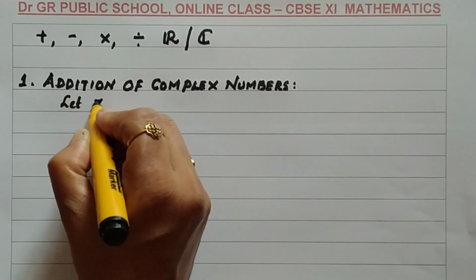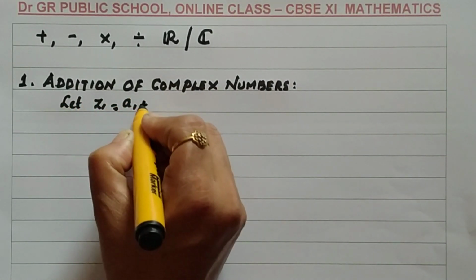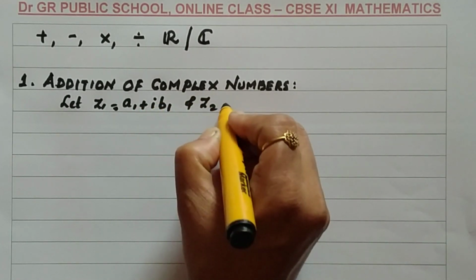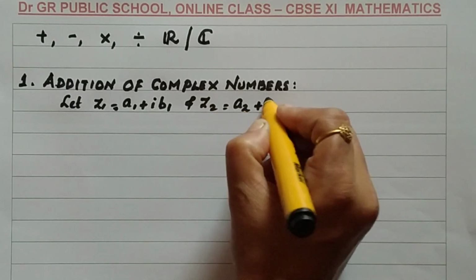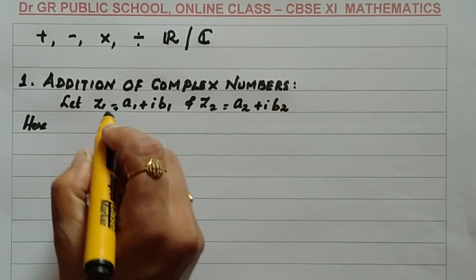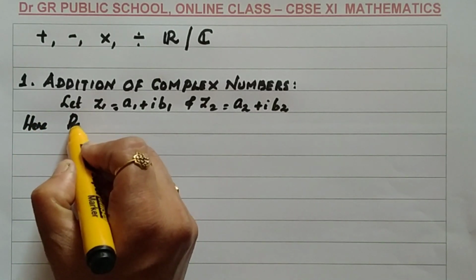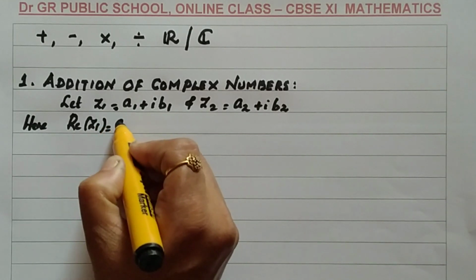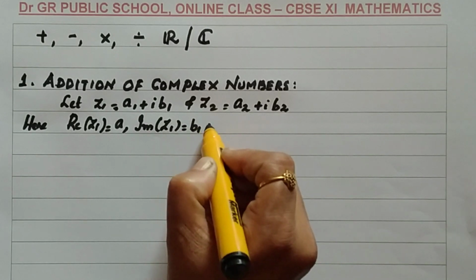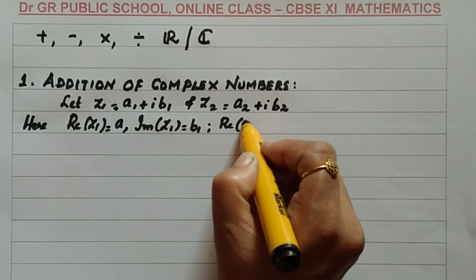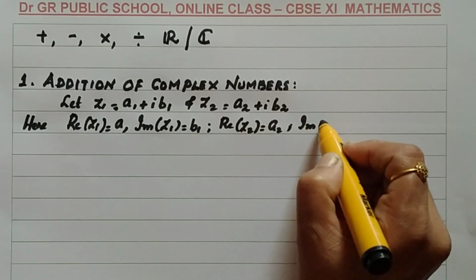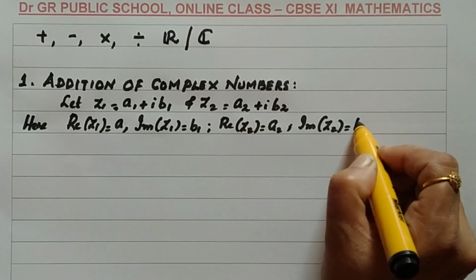Let z1 equals a1 plus i b1 and z2 equals a2 plus i b2. Real part of z1 equals a1. Imaginary part of z1 equals b1. Real part of z2 equals a2 and imaginary part of z2 equals b2.